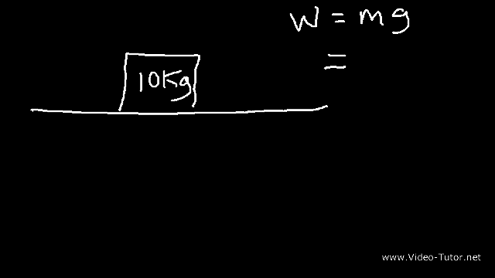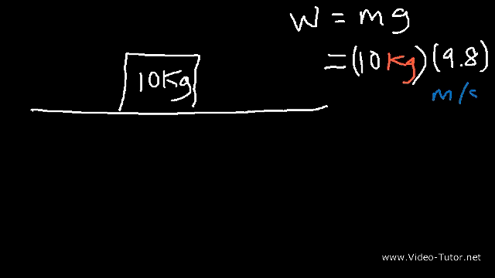For example, you have the weight force of the box. Let's say the box has a mass of 10 kilograms. To calculate the weight force, it's equal to m times g. M is the mass in kilograms. G is the gravitational acceleration, 9.8 meters per second squared. That is the acceleration due to gravity. So the weight force is simply 10 times 9.8, which is equal to 98 newtons.